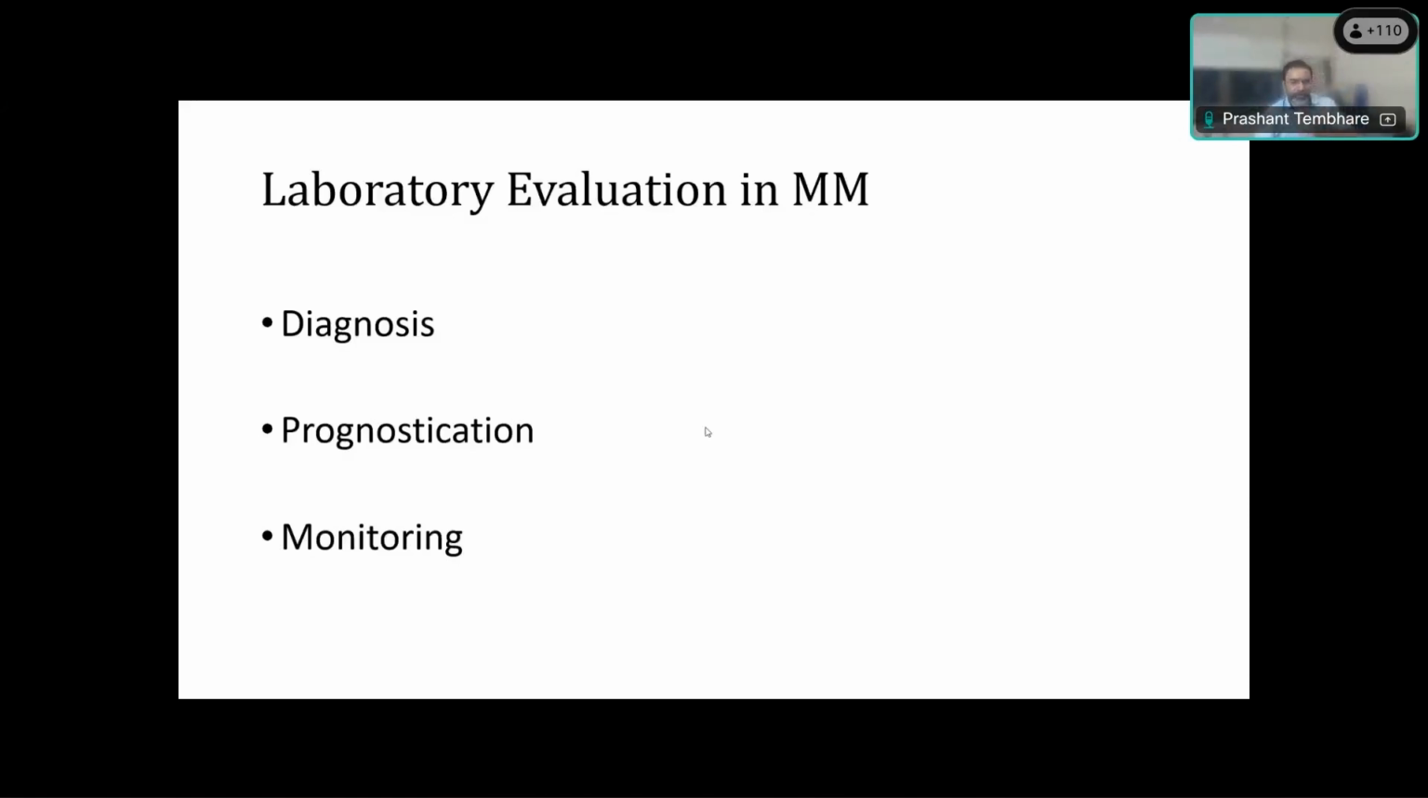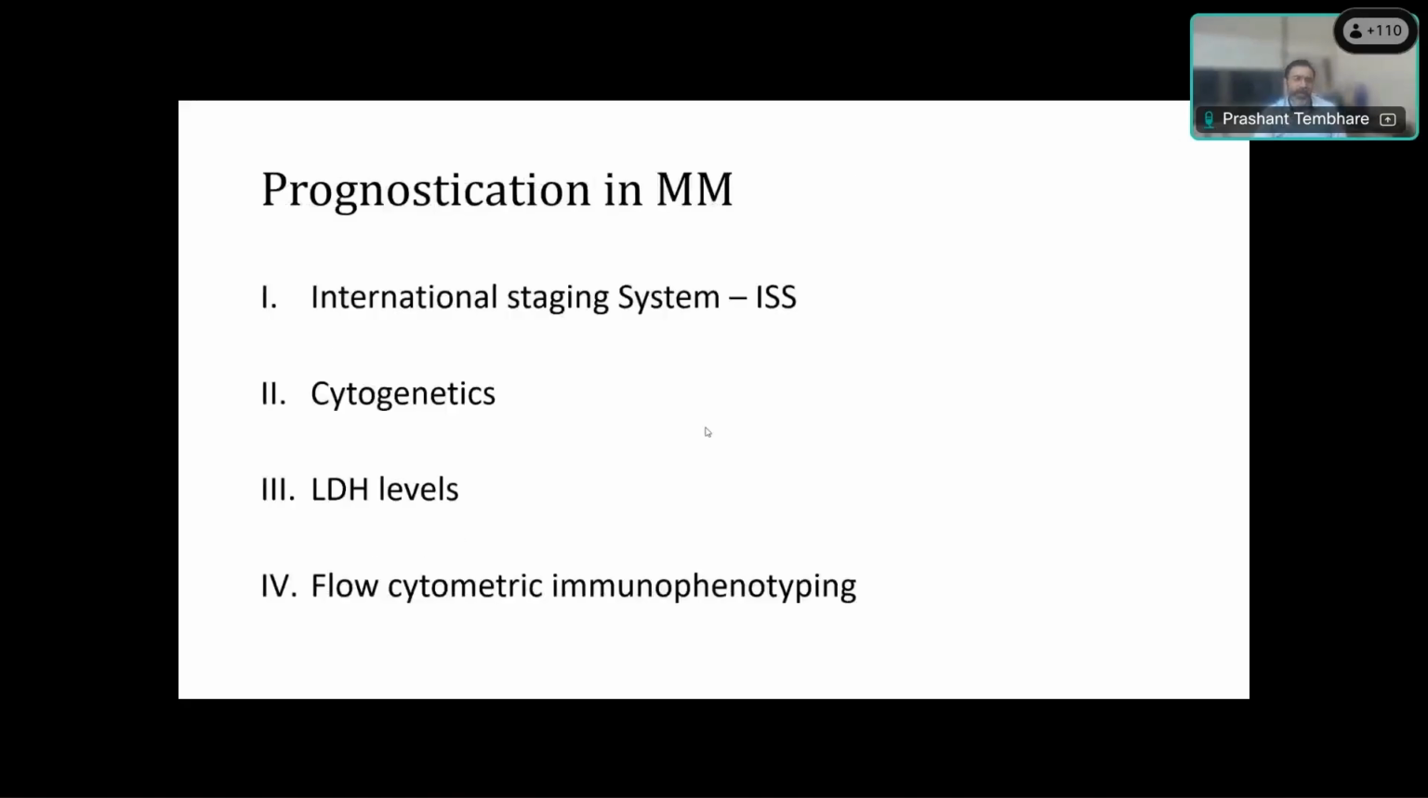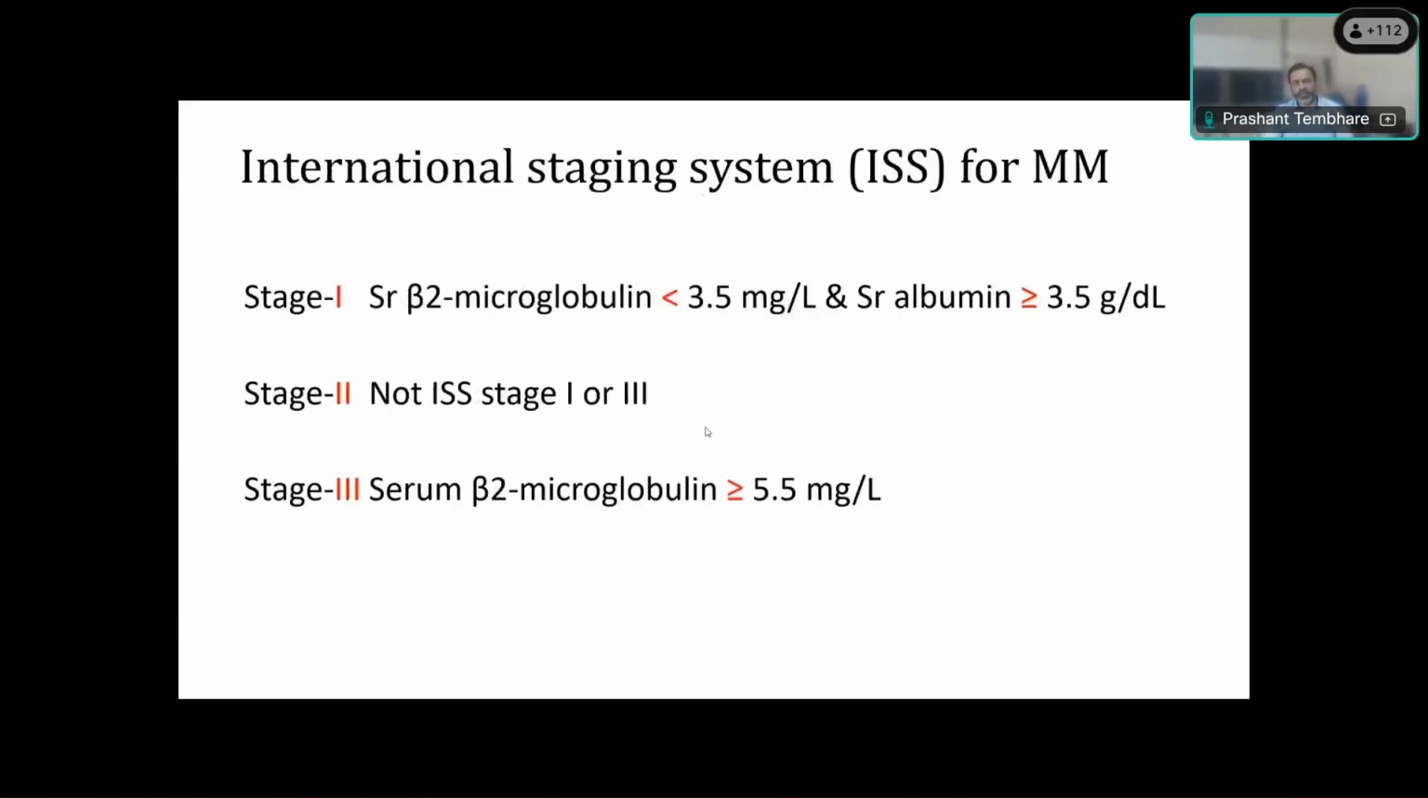So coming from smoldering myeloma again to the multiple myeloma, we have seen the diagnostic criteria. Let's look at the prognostication and how we monitor the myeloma patient. Now, for prognostication in multiple myeloma, there are multiple things. We can look at the international staging system. Traditionally, for long years now, the ISS, the international staging system, is used. Then another is cytogenetics. Genomics is another part where you prognosticate high risk versus standard risk, and then LDH levels and flow cytometric immunophenotyping. So this is the international staging system. Now we do not use the original international staging, because it has been revised, so they call it the revised international staging.